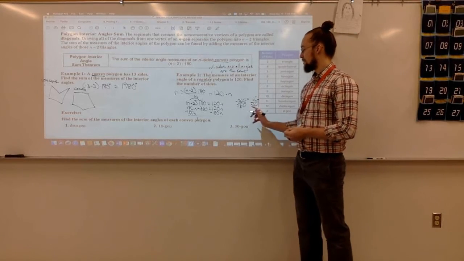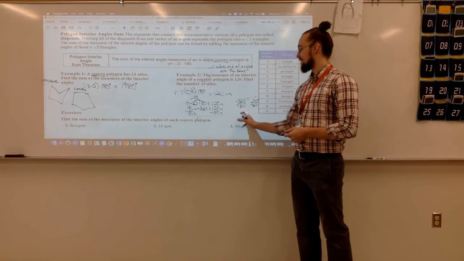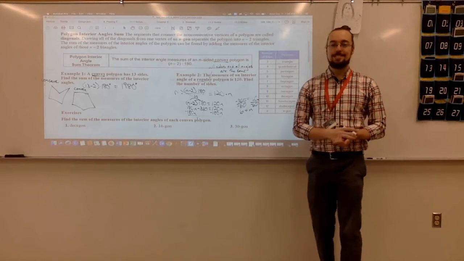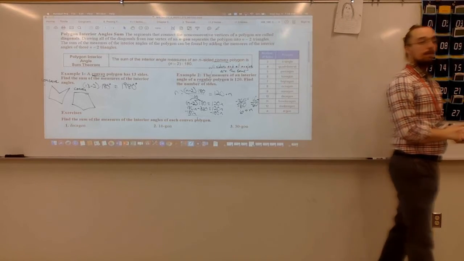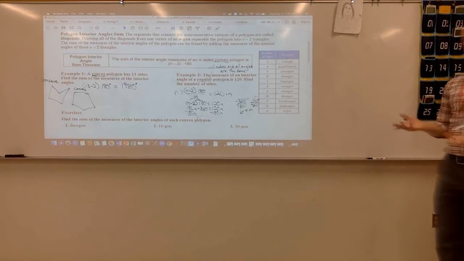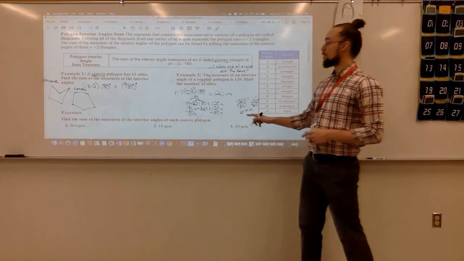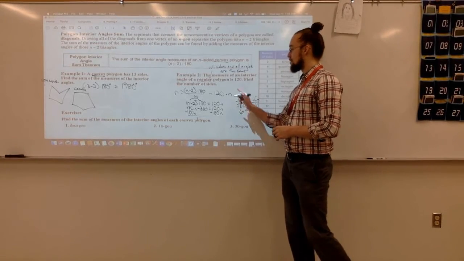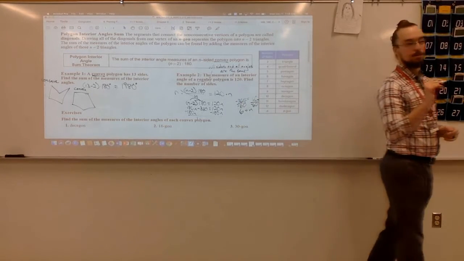Divide both sides by negative 60 to get n by itself. You get 6. So that tells us that a regular hexagon has interior angles of 120 degrees.